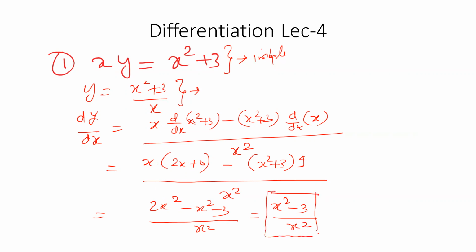We can see that this is an explicit function because the given function, an implicit function, we are able to express into an explicit function. So the answer is also in an explicit function. Then we apply the second method.